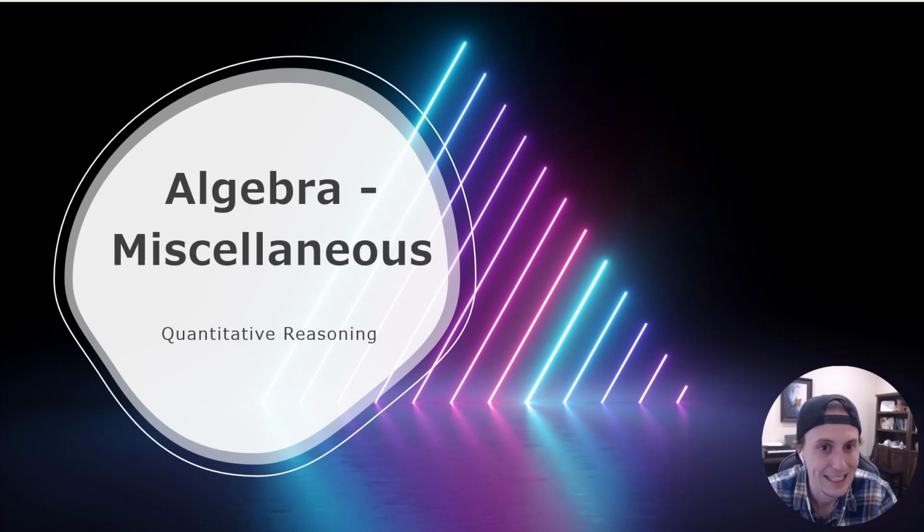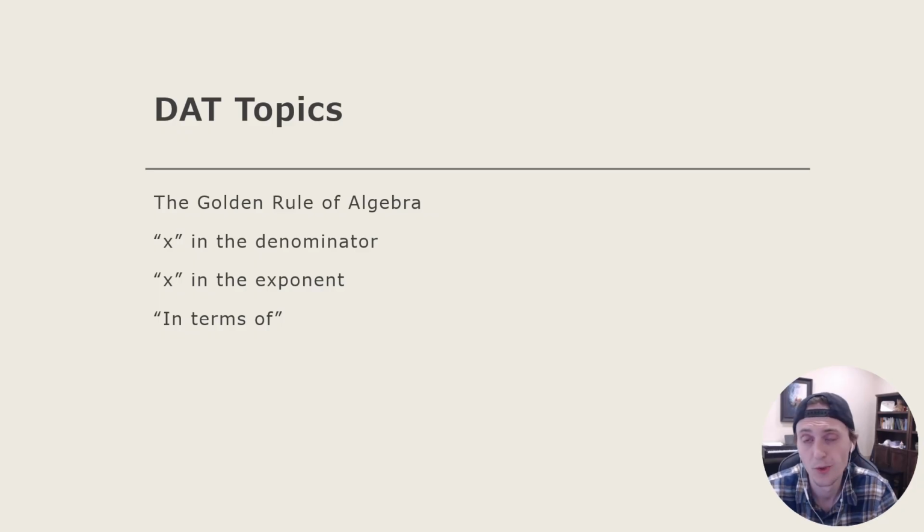So here's some miscellaneous algebra topics that didn't really make sense to be added in any of the other lessons, and so I just bunched them all into this one. The topics we're going to talk about are the golden rule of algebra, then x in the denominator, and x in the exponent, in terms of problems.